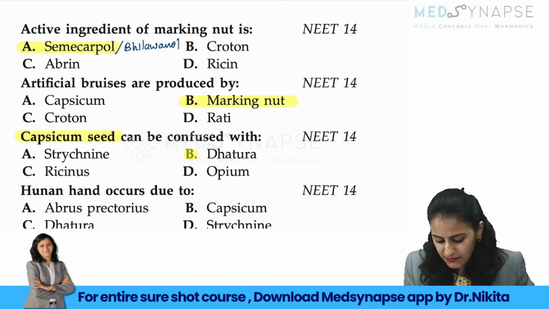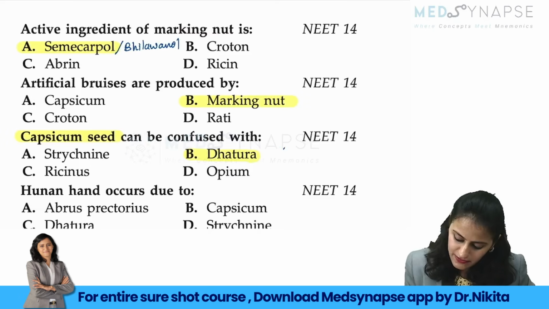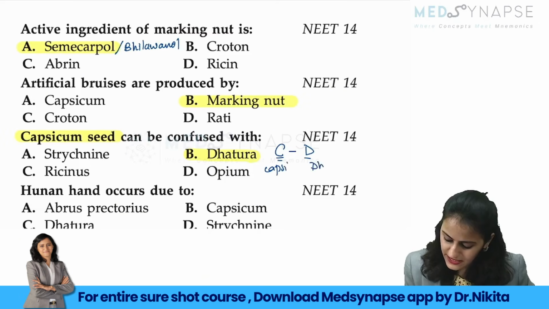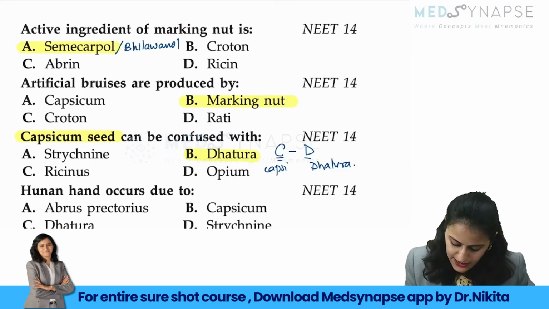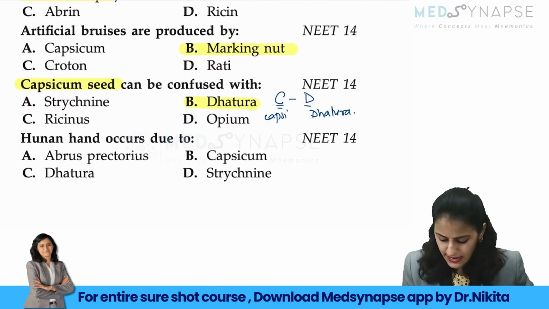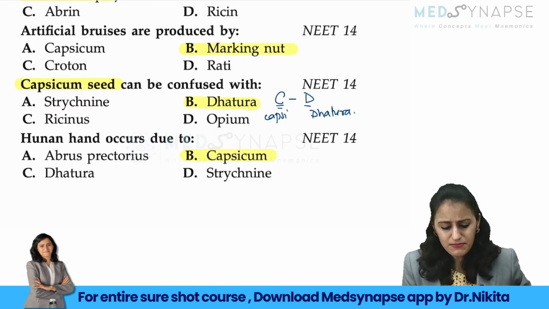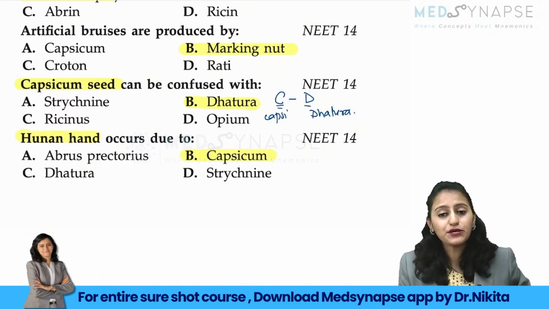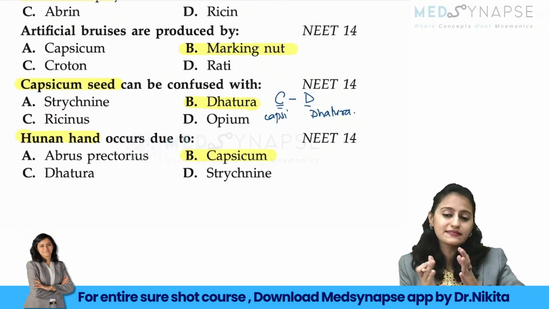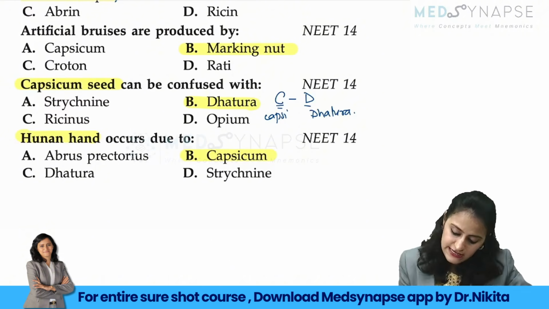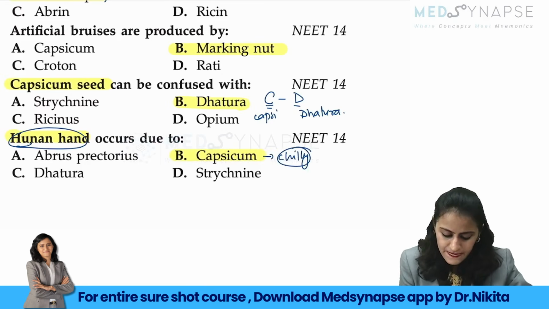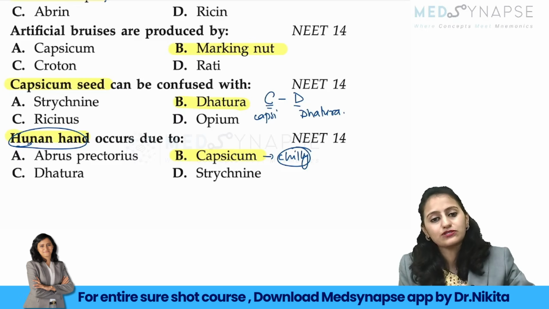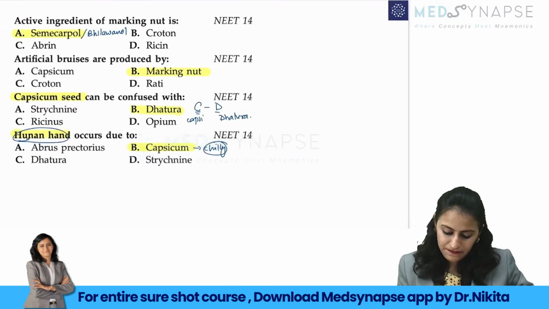Capsicum seeds can be confused with Datura seeds. Remember, after C comes D. So capsicum seeds can be confused with Datura seeds. They look similar. Yunnan hand occurs due to capsicum, right? Yunnan hand is basically dermatitis in the hand because of handling chili. So capsicum, chili, remember it is the Yunnan hand, haath mein chili, right?